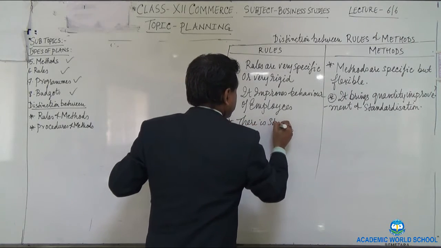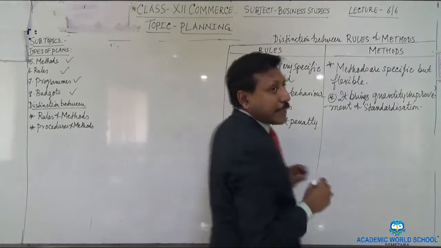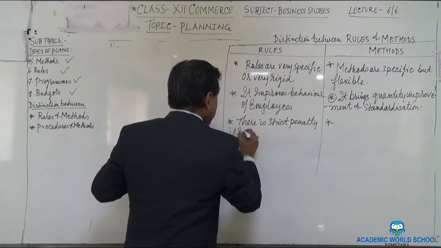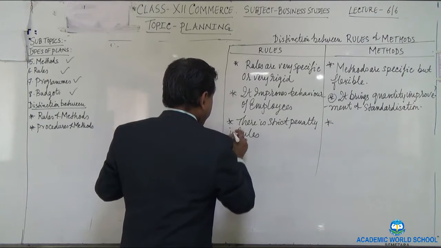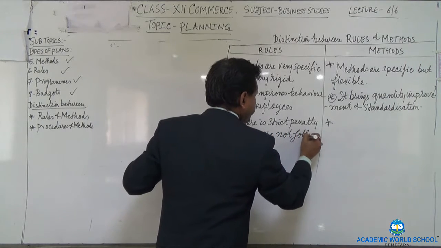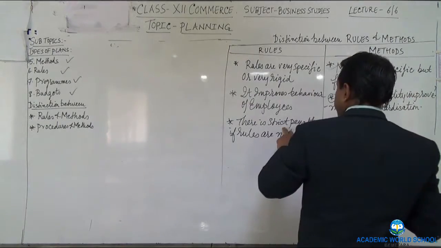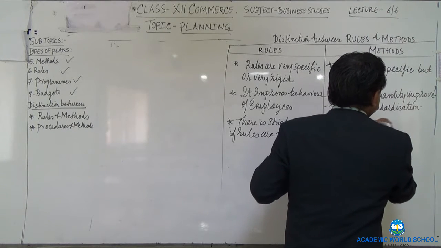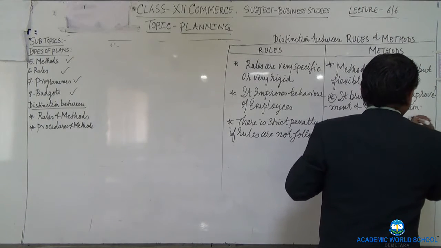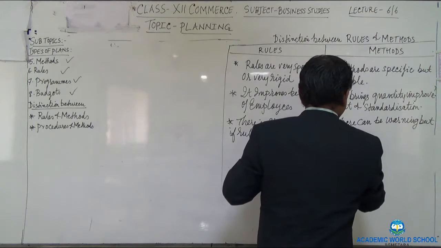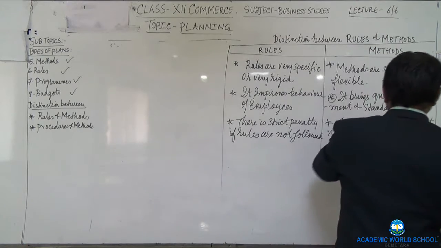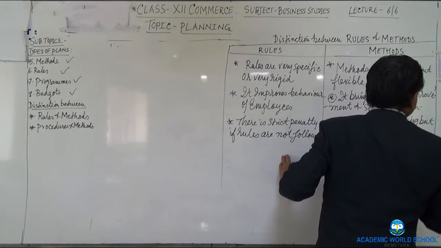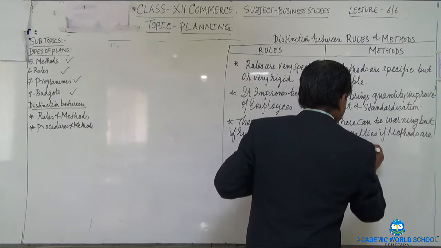Number 3. There is strict penalty if rules are not followed. And here we can write, there can be warning, but no penalties if methods are changed or not followed.